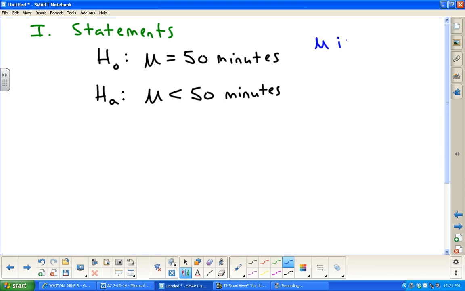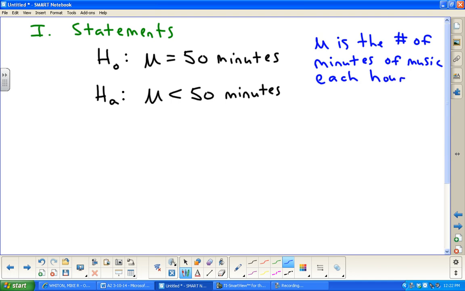Okay, so we need to then just make a little statement for the reader of your problem that mu is the number of minutes, let's say minutes of music each hour. Okay, that's defining your parameter. What is mu? So that's what mu is, number of minutes. So now we'll go ahead and do our calculations.